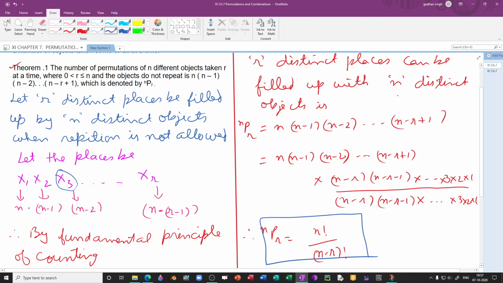How did we get this? If you see it carefully, in x1 we have n objects, in x2 one number less than 2, that is n minus 1. Here x3, so in x3 how many objects can be filled up? From n, we are subtracting one number less than 3, that is 2, so n minus 2. The same we follow in xr: we'll remove one number less than r, that is n minus r minus 1, so that will become n minus in bracket r minus 1.